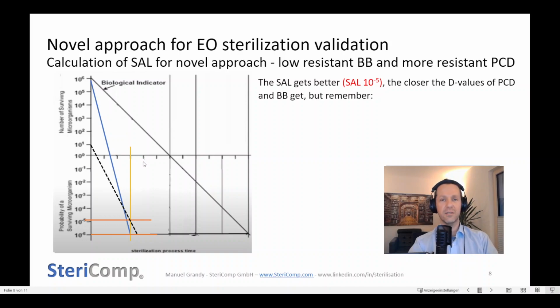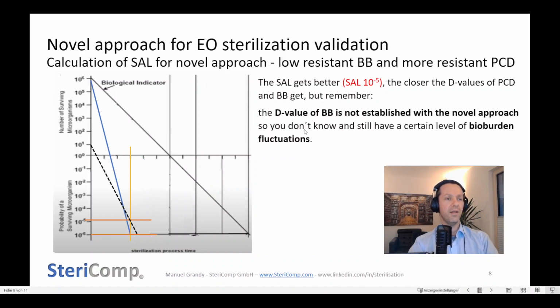Okay, but remember, the D value of the bioburden is not established with the novel approach in a usable manner. So you don't know if you have this kind of situation here. And still, you always have a certain level of bioburden fluctuations. This bioburden can be higher than, okay?